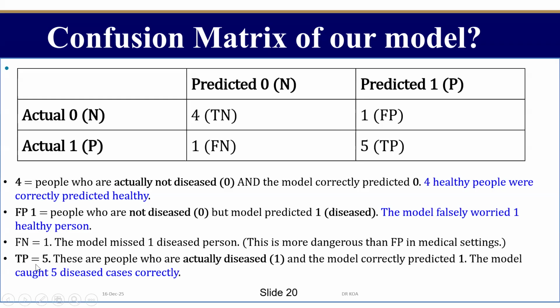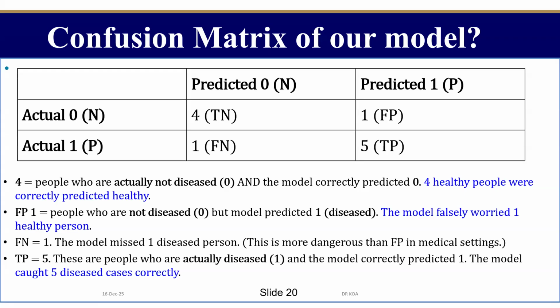The last one is the TP, which is 5, true positive. These are the people who are actually diseased, and the model correctly predicted that they are diseased. That was the highest number. So in this case, the model has passed. It caught 5 disease cases correctly. And you can see that the first one, the model has also passed there. So the passes are getting better.